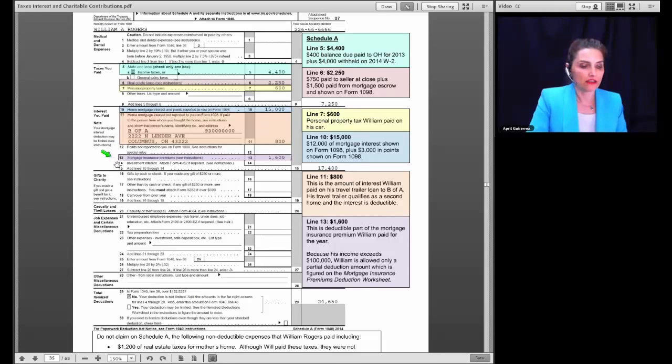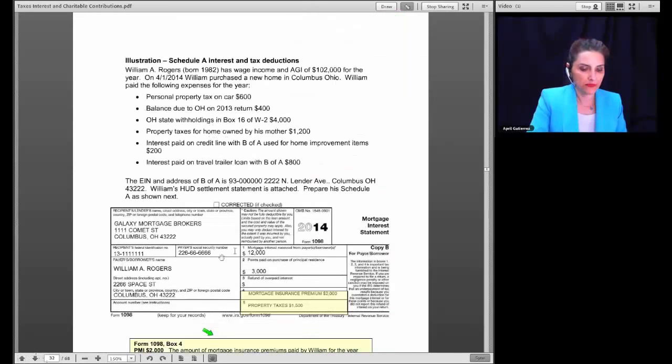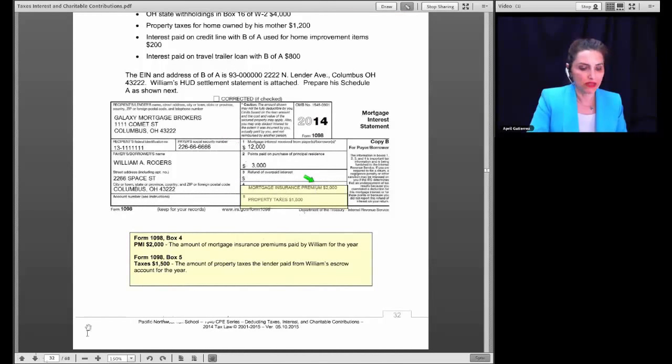And then finally on line 13, he's claiming a deduction of $1,600 for mortgage insurance premiums that he paid. When we go back up to that 1098, we can see that the mortgage insurance premium he paid was $2,000. So how much is he going to get to deduct? Well, he's going to get to deduct $1,600, and how do we figure that? We're going to go over and do the mortgage insurance premium worksheet.